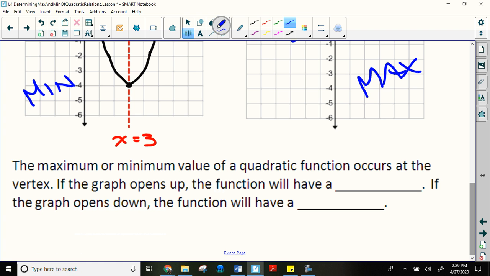The maximum or minimum value of a quadratic function occurs at the vertex. If the graph opens up, the function will have a minimum. And if the graph opens down, the function will have a maximum. Okay.